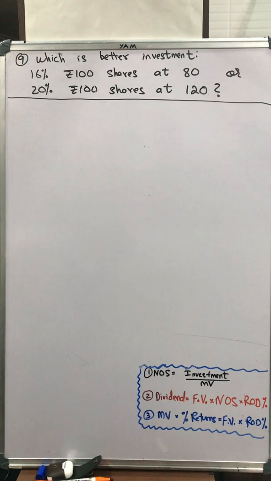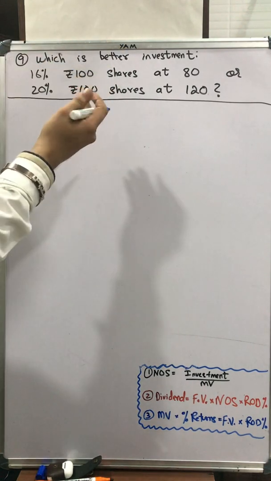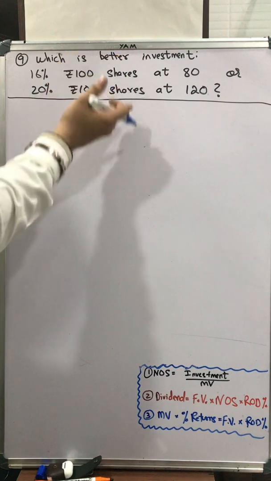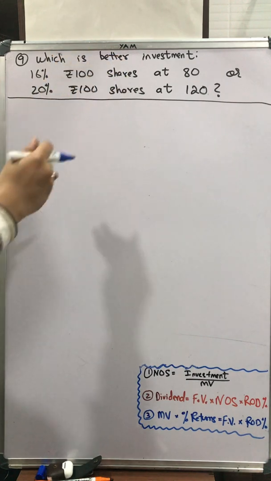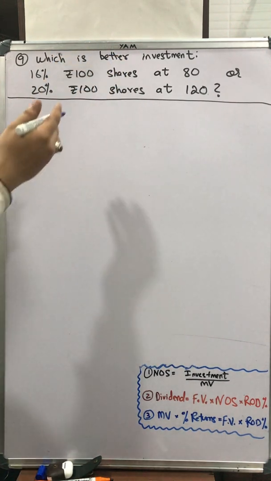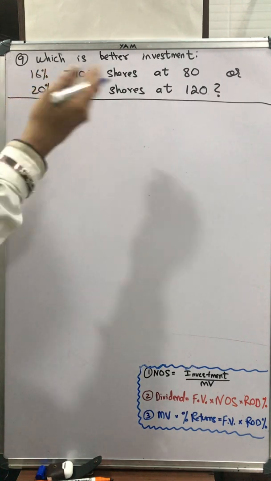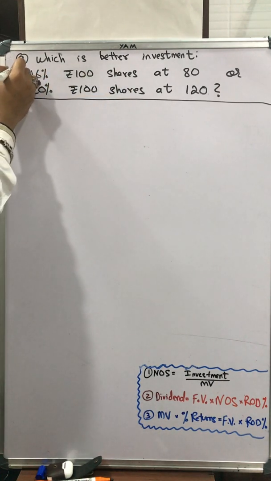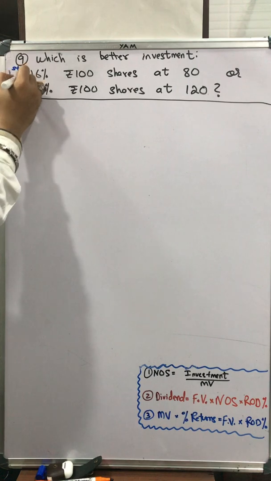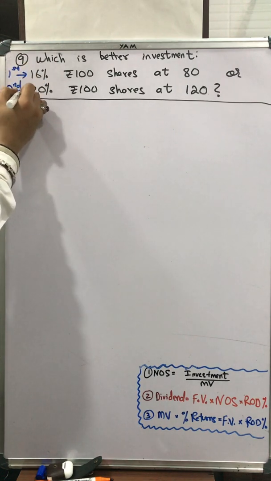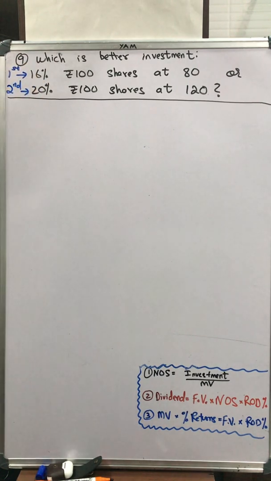It's a different type of question, a very interesting one, a very practical question, I would say. Which is better investment? Two types of investments are given to me. Or in other words, two types of firms are given to me. This is my first firm, I'll write here one. And this is my second firm. Two firms are given to me, first firm and second firm.